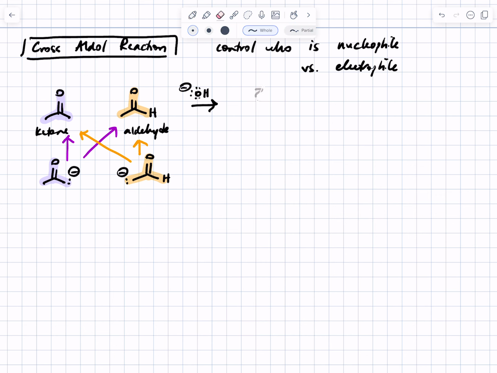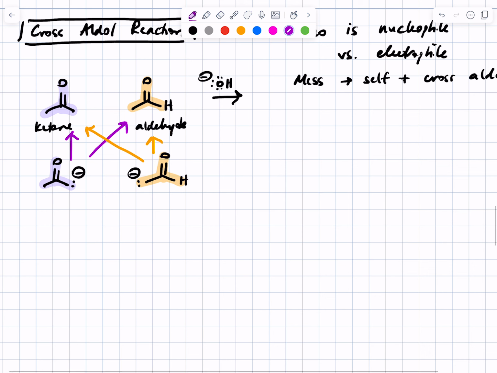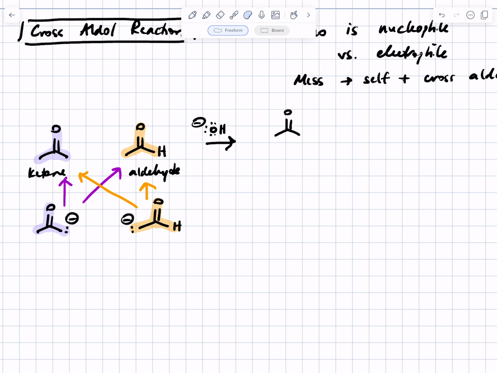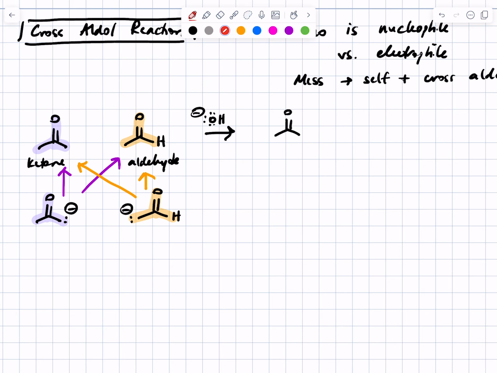In other words, when I try to do this cross-aldol reaction, I get a mess of both self and cross-aldol products in all combinations. So, for example, this would be the aldol product, and to keep it simple, I'm just going to draw the beta hydroxycarbonyl compound. I'll try to highlight the new bond we made in red. Here is the self-aldol product from the ketone. You can see the two ketone portions that are together.